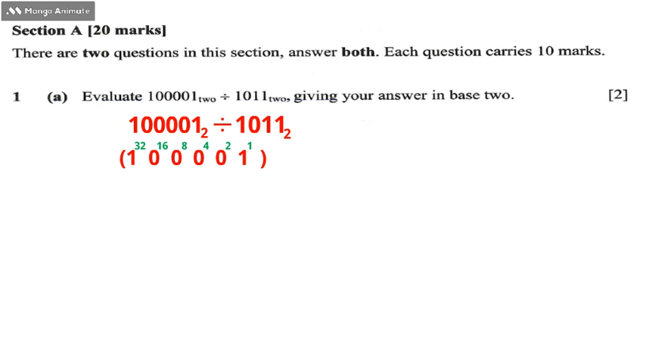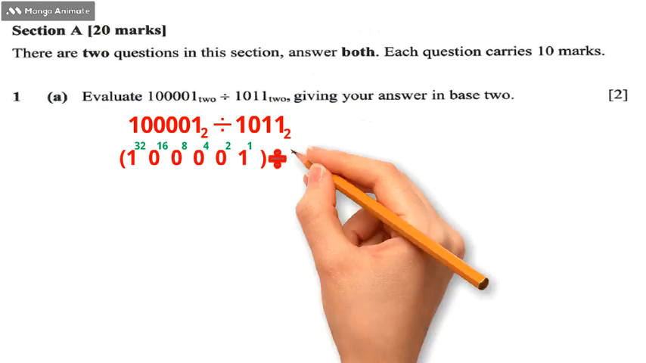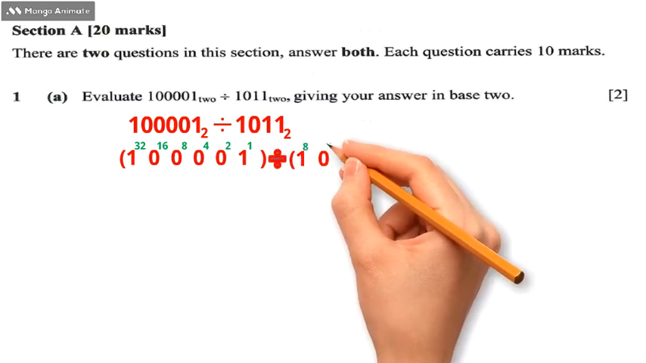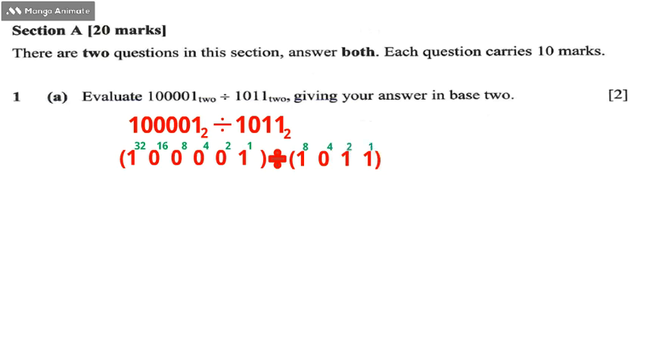If you don't know how to identify place values of numbers, you can check our playlist for the video entitled place values of numbers in base 2. Then we come to the divisor, which is 1011. The 1 on the far right has place value 1s, then 2s, then 4s, then 8s. The one at the far left has the place value of 8s. Now we have identified the place values of these digits.